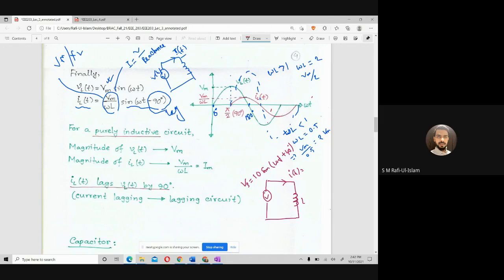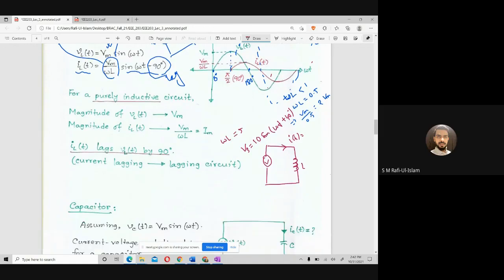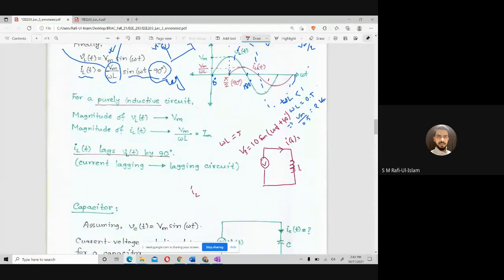Can anybody answer? So Vm by omega L, minus 90. Okay, I said the value of omega L equals 5. So what would be the expression? Vm by 5, sir. Perfect. Then only Vm by 5? This is Vm, the maximum one. Vm by 5 sine omega t minus 90 degrees. Yes, that minus is the 90 degree thing, not only minus 90. Then what would be the expression? I wanted to hear this one.